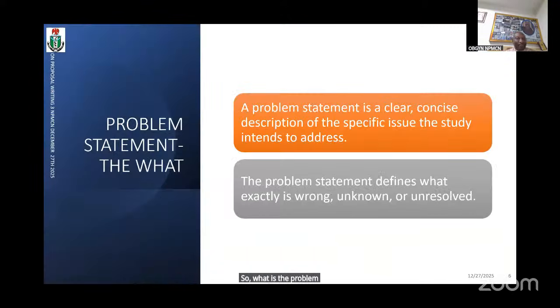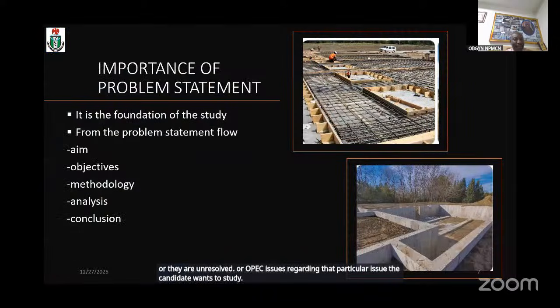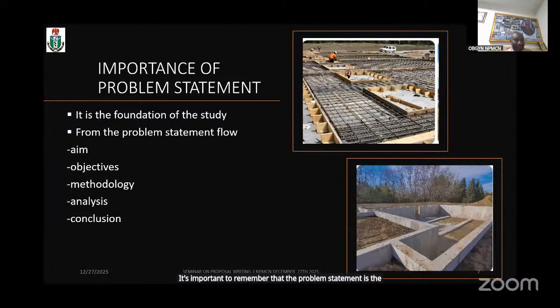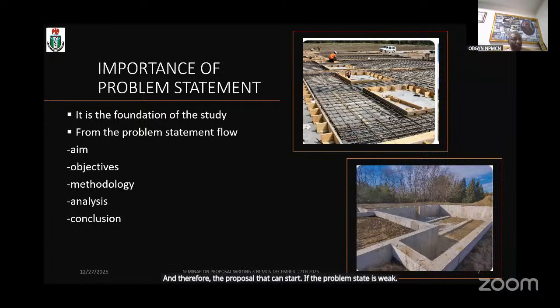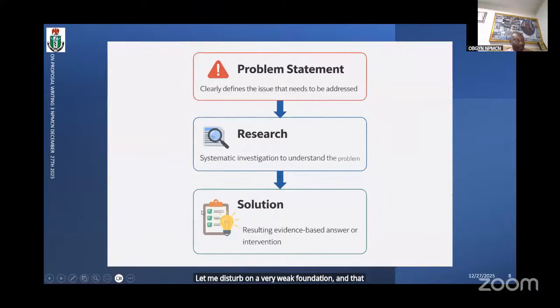So what is a problem statement? It should be very clear, concise, and specific to that particular issue the candidate wants to study. What is wrong? Are there certain things that are unknown about it, or are there unresolved or opaque issues regarding that particular issue the candidate wants to study? It's important to remember that the problem statement is the foundation of the proposal. And from the problem statement, the aim, objectives, methodology, and so on and so forth flow. So if the problem statement is solid, that means the foundation is solid and the building can stand. And therefore, the proposal can stand. If the problem statement is weak, that means the story will be on a very weak foundation and that proposal cannot stand.